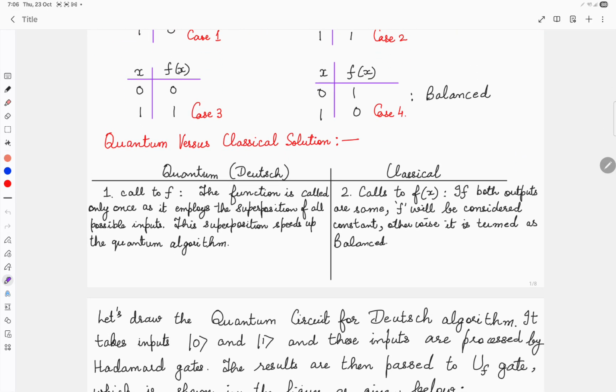Now, quantum versus classical solution. As I introduced at the beginning of the lecture, to solve this in the classical method you will have to make two calls to the function. If both the outputs are the same, f will be considered constant, otherwise it is termed balanced. So you need two calls in the classical case. But in the quantum case, you need only one call to the function, because it employs the superposition of all the possible inputs. This superposition speeds up the quantum algorithm.